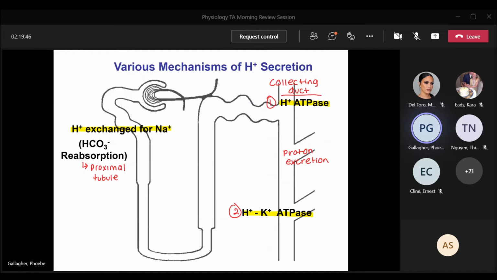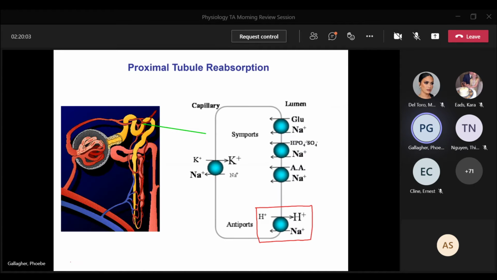So this is showing you exactly the same thing that I just discussed. Your collecting duct has your proton pump and your potassium proton pump, and then your proximal tubule has your sodium proton antiporter, mostly involved in bicarbonate reabsorption. So this is just showing you one of the old slides that he's already mentioned before. This is the antiporter that we're discussing in the proximal tubule, so it should look familiar.